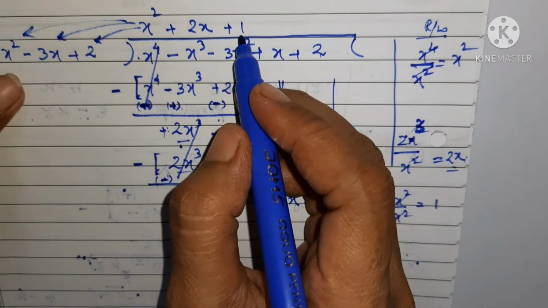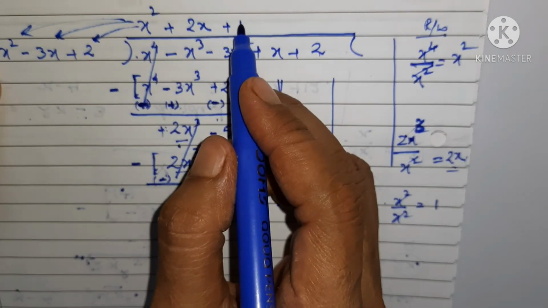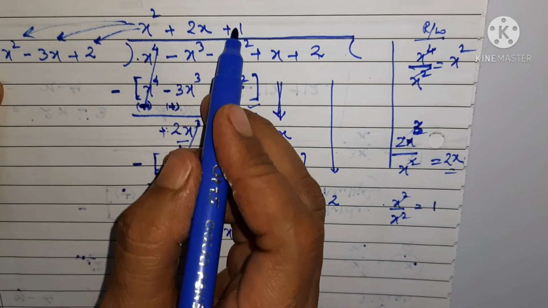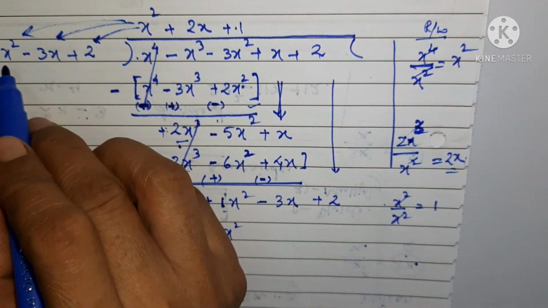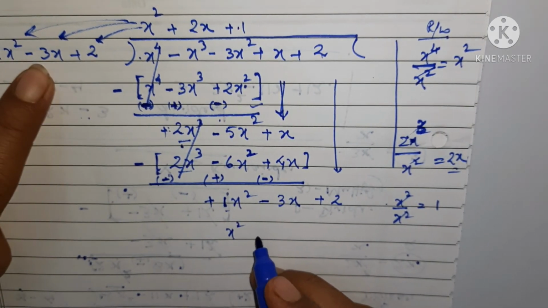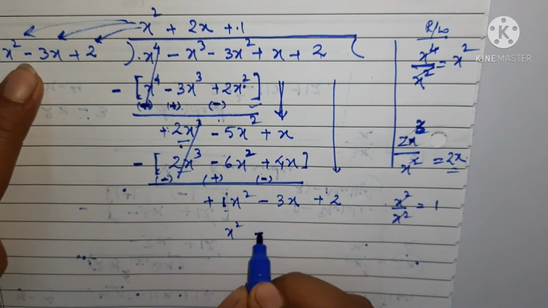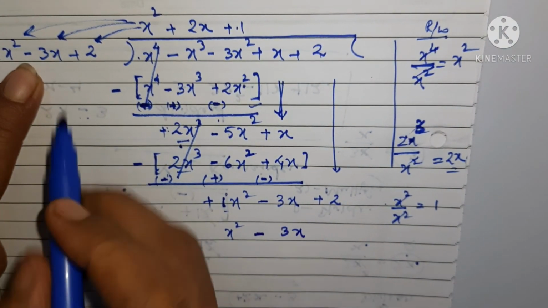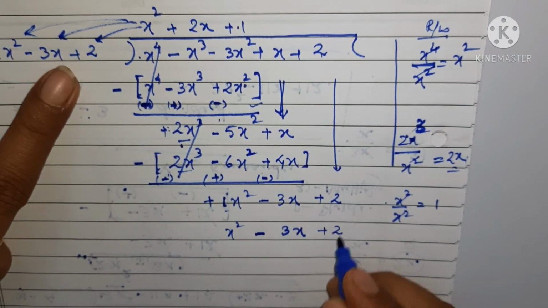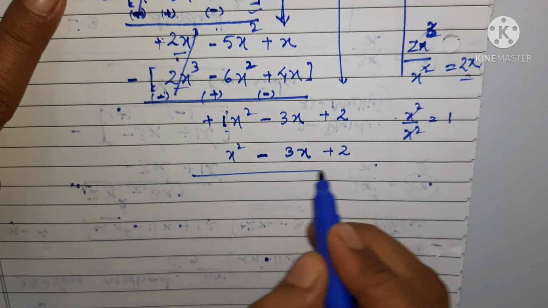Now plus 1, when you multiply, is going to give you x square. So it is to be written here. Again, all the terms here are to be multiplied. So x square, then minus into plus is minus, and 3x will give you the same, minus 3x. Now again plus 2, this is 1, so plus 2 is going to give you plus 2. Okay, let us do the subtraction now.